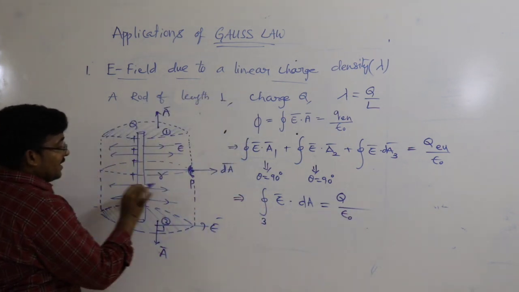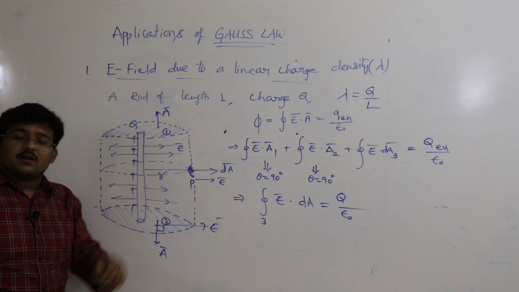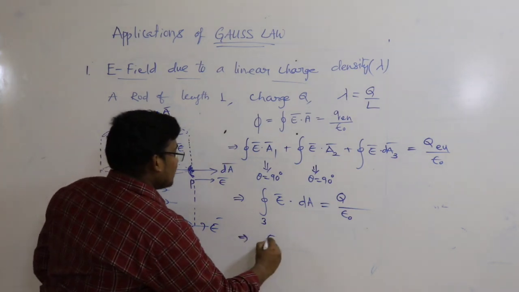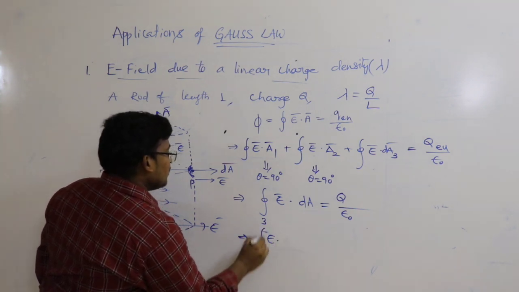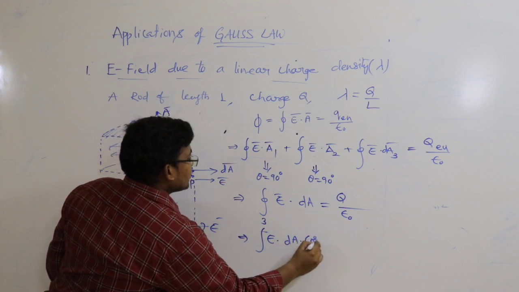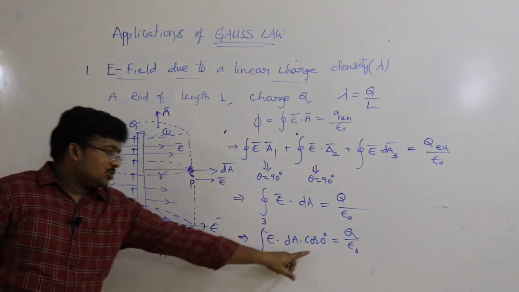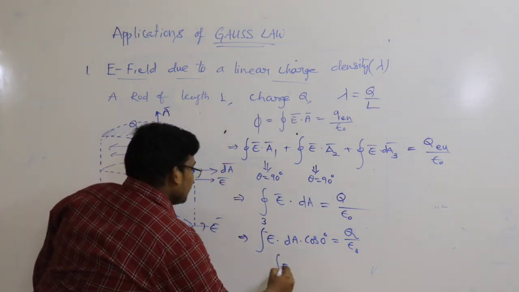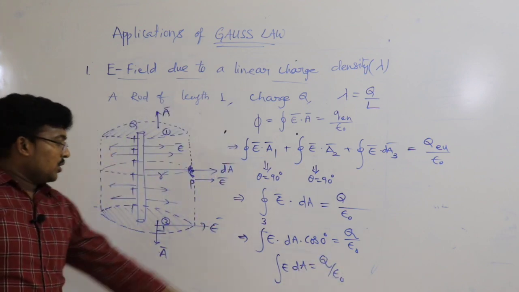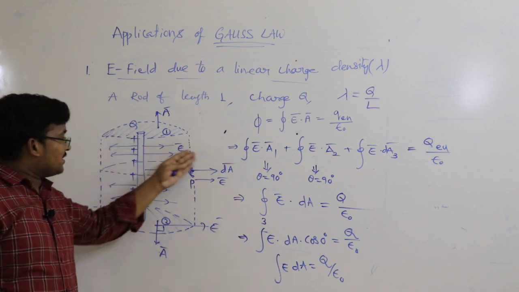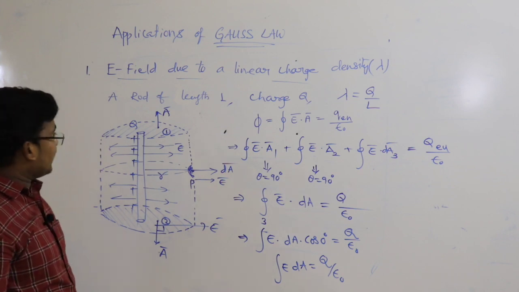Now here the electric field is in the same direction as the area vector. Now what is the angle? So you can say that electric field into area is E dA cos theta, and theta is 0 degrees, which is equal to Q by epsilon naught. Now cos 0 is 1, so the integration of E dA is equal to Q by epsilon naught. Now, as I told you, E is constant at this point, so you can take it out.